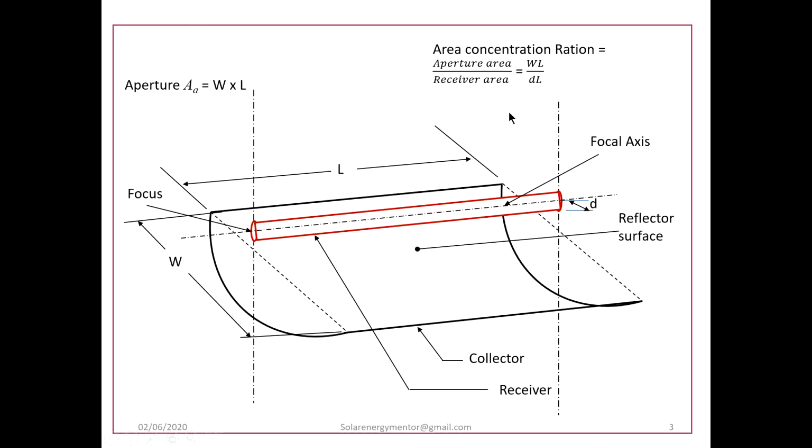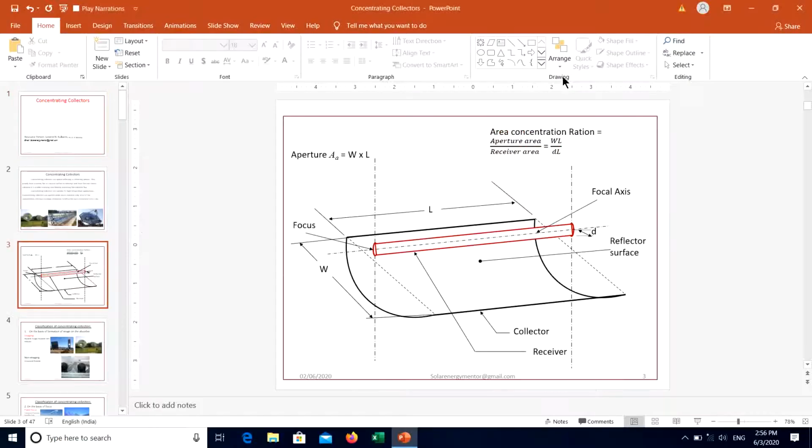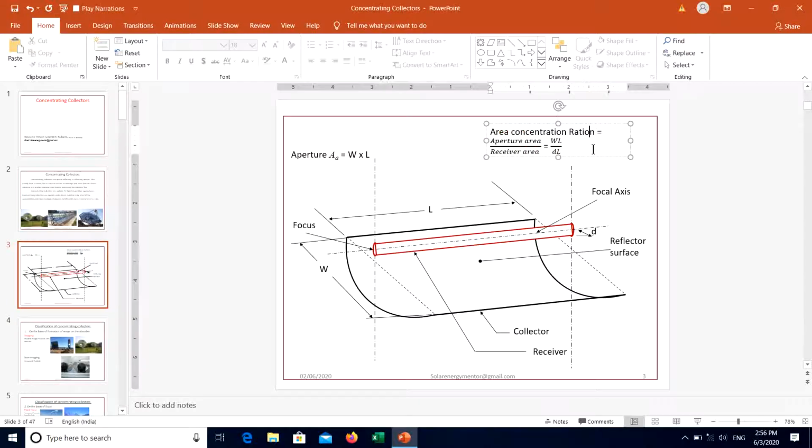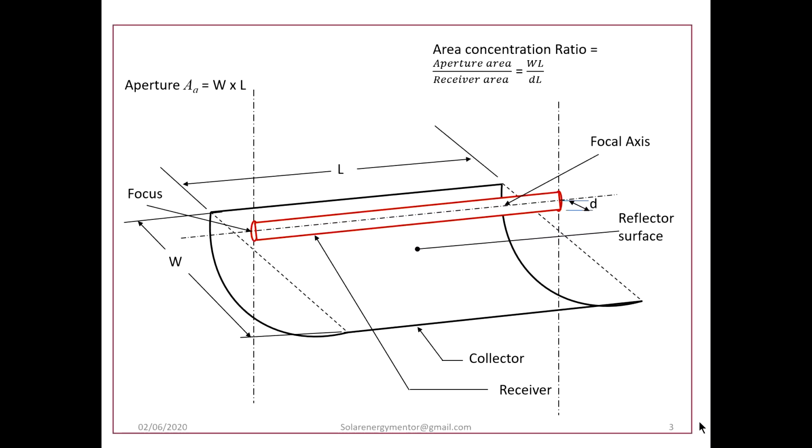And area concentration ratio. So area concentration ratio is given by aperture area by receiver area. Now aperture area here is W into L and receiver area is D into L. So this is the receiver area, D into L. So the area concentration ratio here becomes W by D.